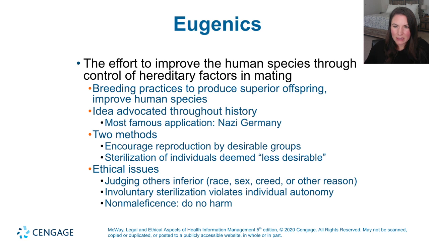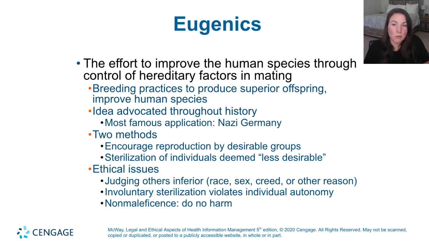Okay, the last family planning issue is eugenics, which refers to the effort to improve the human species by controlling the hereditary factors in mating. So it's basically a breeding practice to make superior offspring. The most famous example of this would be Nazi Germany, right? Hitler wanted to make a superior race to get rid of anyone that he deemed unworthy of life.